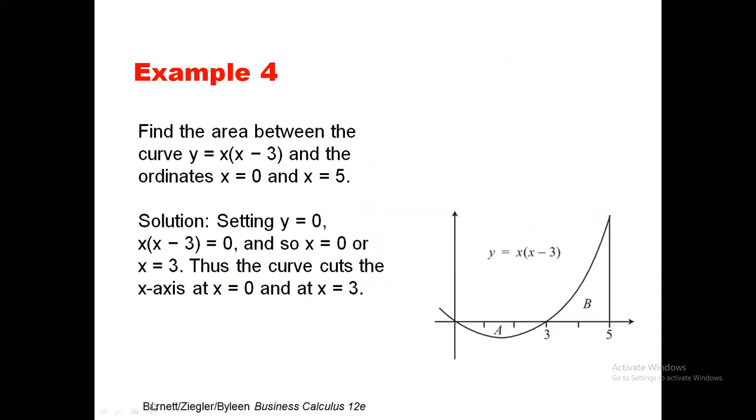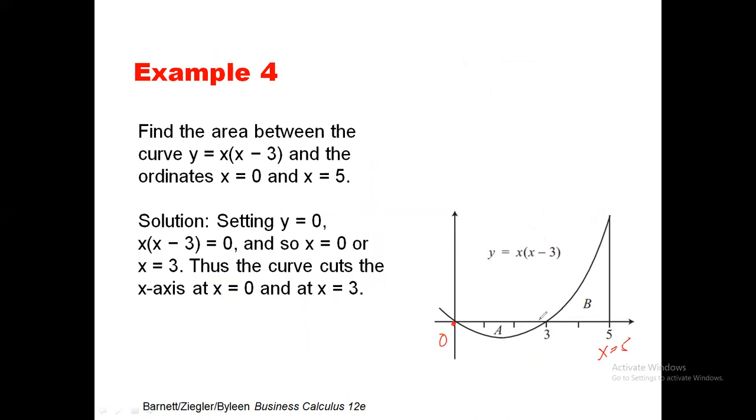Now we go to example 4. The same thing, you will have an area below the x-axis and you will have an area above the x-axis. Find the area between the curve y equal to x times the quantity x minus 3 and the ordinates 0 to 5. So the ordinates 0 to 5 are actually this. This is for x equal to 0 and this is for x equal to 5.